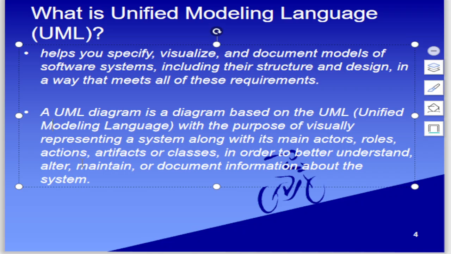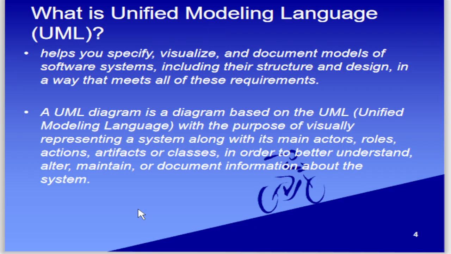So a UML diagram is a diagram based on the Unified Modeling Language with the purpose of visually representing a system along with the main actors, roles, actions, artifacts, or classes, in order to better understand, alter, maintain, or even document information about the system.